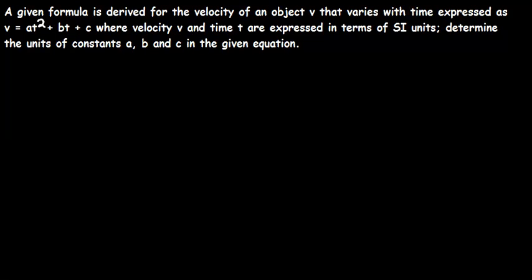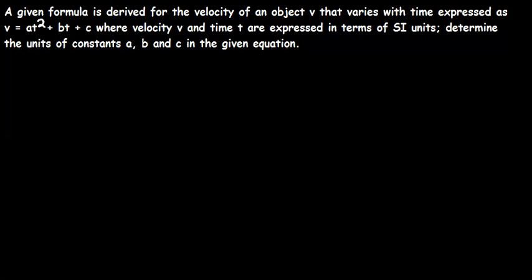Today we are diving into a fascinating problem that involves dimensional analysis to determine the unit of constants in a physics equation. We are going to explore the equation V equals AT to the power of 2 plus BT plus C, where V stands for velocity and T is time. We will take a step-by-step approach to figure out the units of the constants A, B, and C.